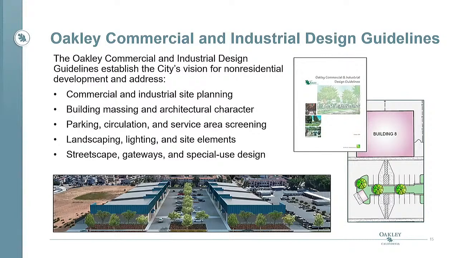And then on building massing and architectural character, industrial buildings have a unique look, and so it's a little less articulation, but we still have to take a look and make sure they fit in with the community. Parking, circulation, and service area screening are involved as well as, today, I was also looking at landscaping, lighting, and site elements, streetscape, and then the entry to the site as well.